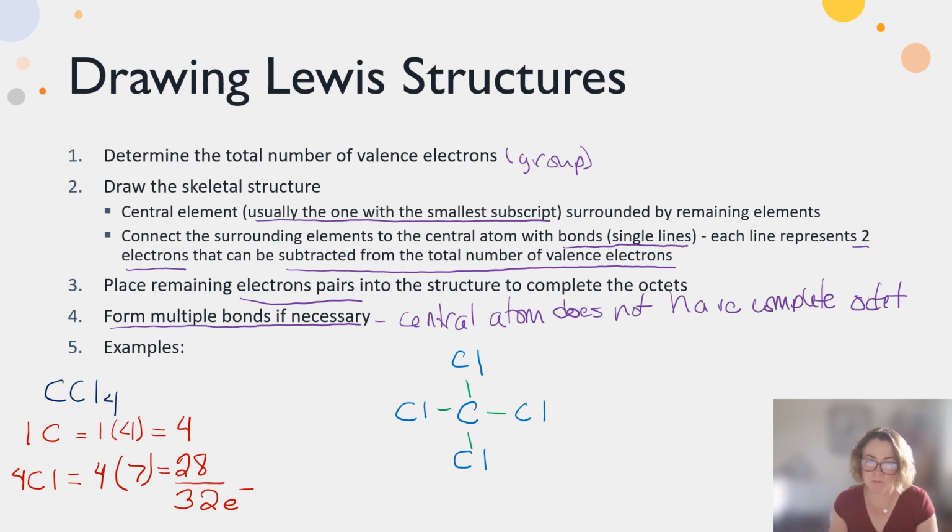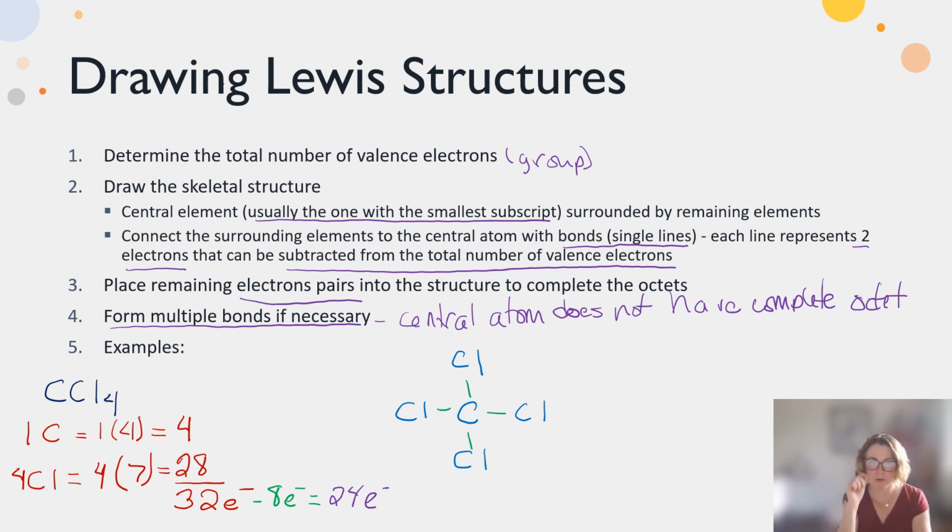And remember that each bond represents 2 electrons, so I have used 8 electrons, 2 for each of the bonds. And I'm going to subtract them from the total number of valence electrons. So I'm going to subtract my 8 electrons from the bonds, and that is going to give me, let's pick a different color, let's do purple. That's going to give me 24 electrons that are left over that I have to put into my structure.